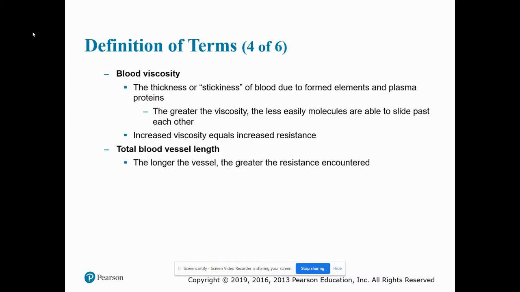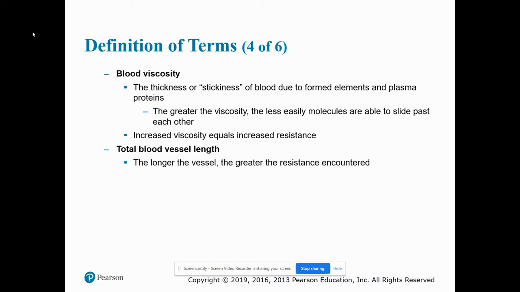So we start off with blood viscosity. This is the thickness or the stickiness of blood due to the formed elements and plasma proteins. Remember, the formed elements are things like our red blood cells, white blood cells, and platelets, and an example of a plasma protein would be albumin. This stuff is circulating around in the blood, and the more formed elements and plasma proteins we have, the greater the viscosity. The greater the viscosity, the less easily molecules are able to slide past each other. An increase in viscosity equals an increase in resistance.